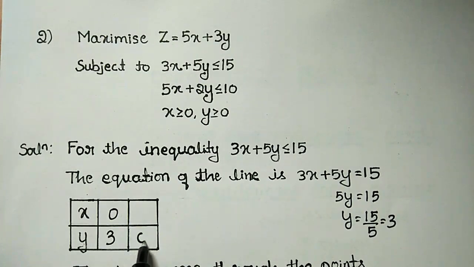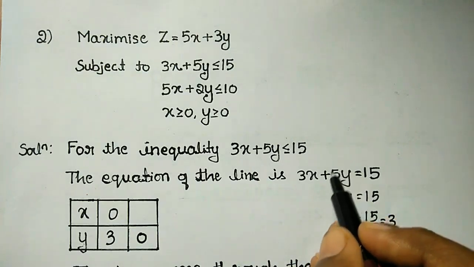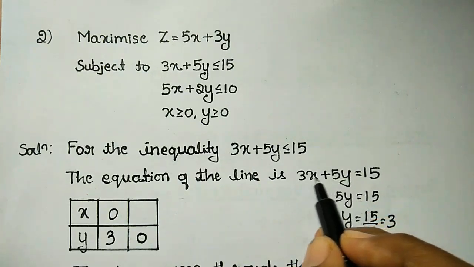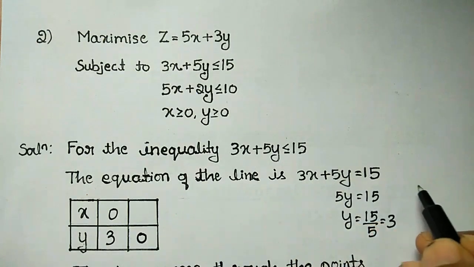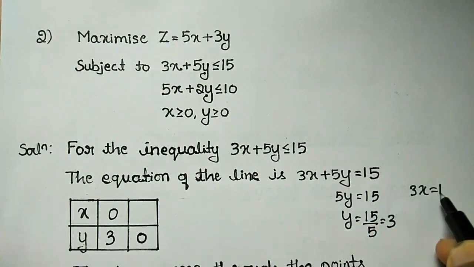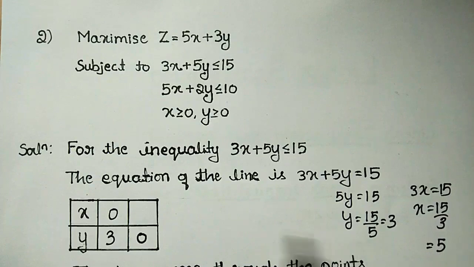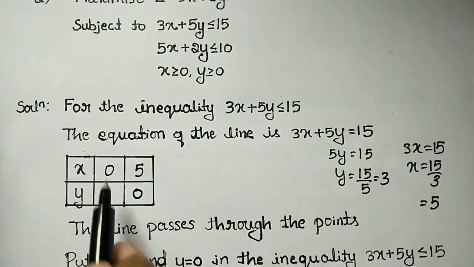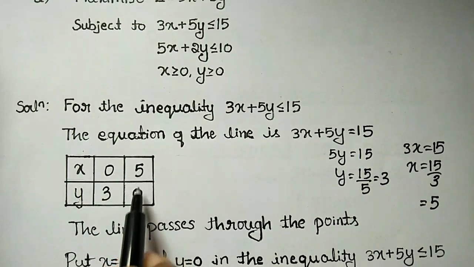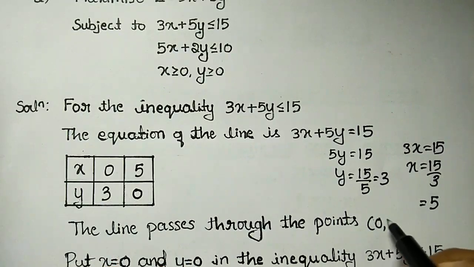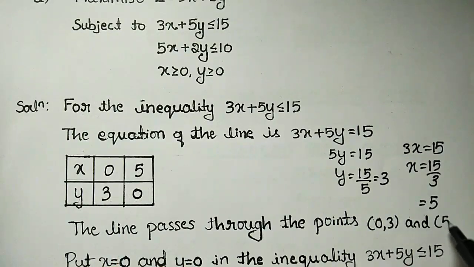Similarly, substitute y is equal to 0 in this equation. The second term will become 0. Then the equation will be 3x is equal to 15. Then x is equal to 15 divided by 3, which is equal to 5. The line passes through the points (0, 3) and (5, 0). We have to draw the line in the graph sheet. We will draw this later. First we will solve all the inequalities.